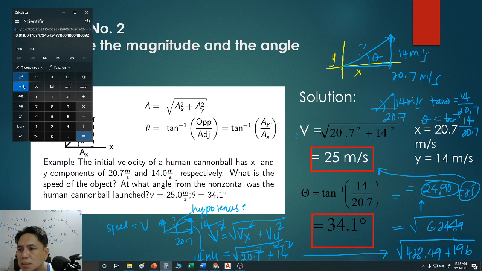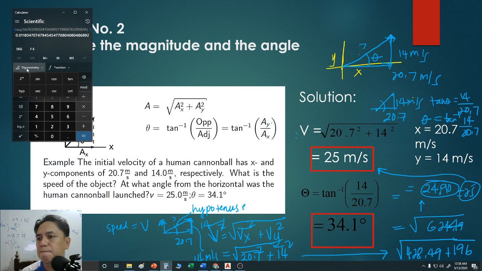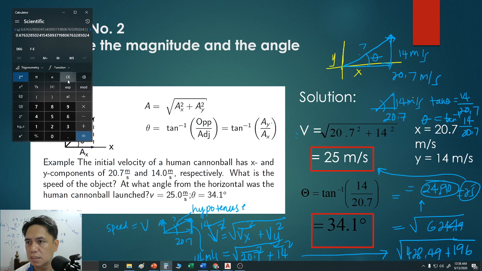What is the answer? It should be... let me do that. Here, trigonometry, second function. It should be the inverse sine, right? Yeah, this one, inverse tangent. You see this? Inverse tangent.